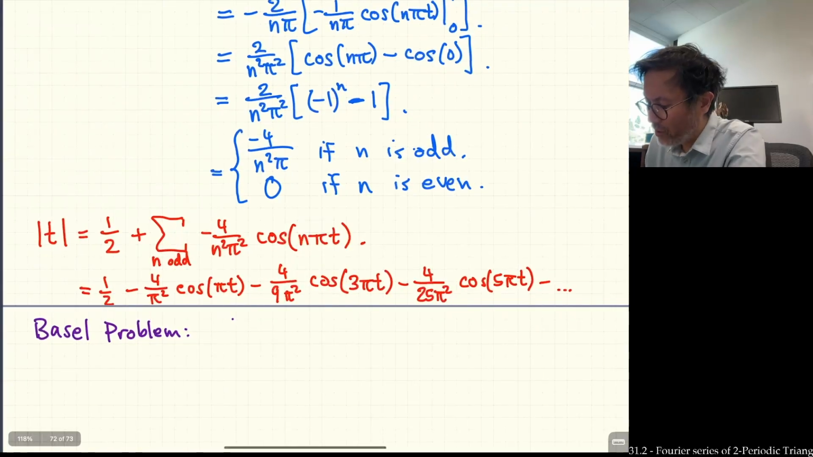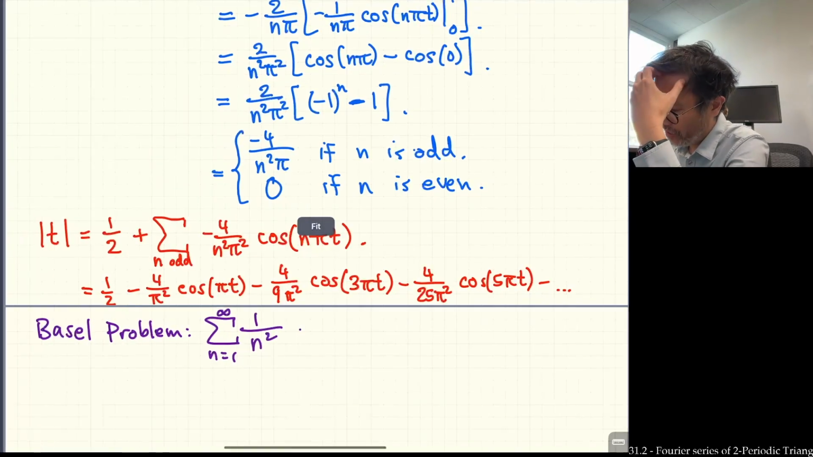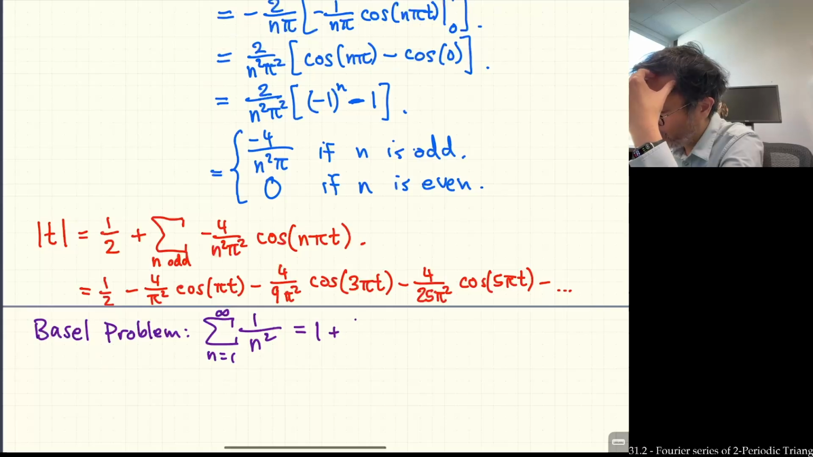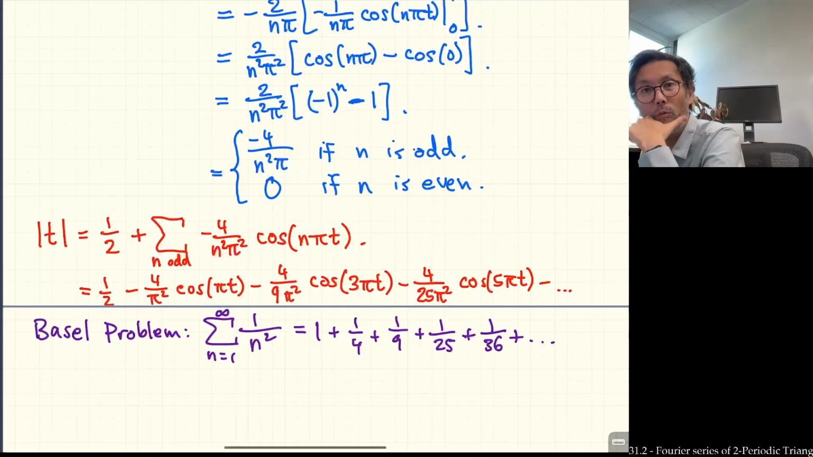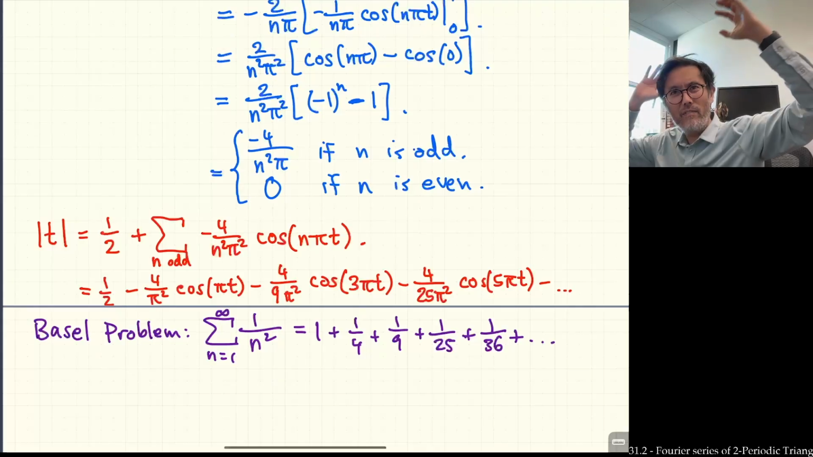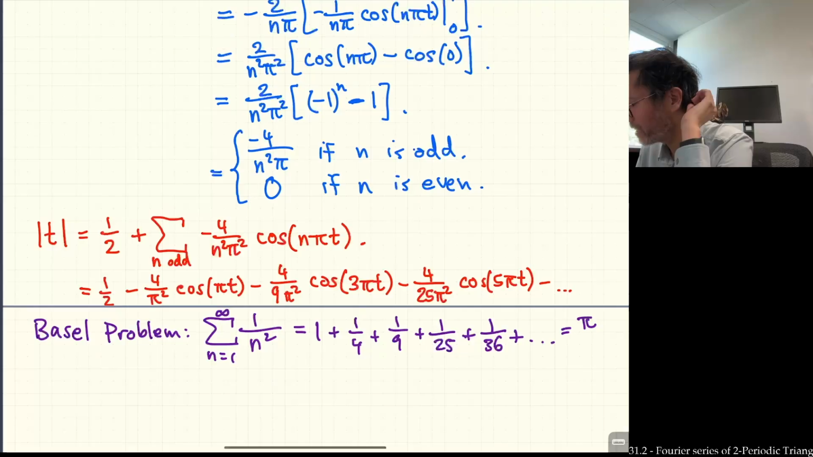The Basel problem was about summing up from n equals 1 to infinity the reciprocal of the squares. This is equal to 1 plus 1/4 plus 1/9 plus 1/16 plus 1/25 plus 1 over 36, etc. And it took a lot of work by Euler to compute that this was in fact equal to pi squared over 6.